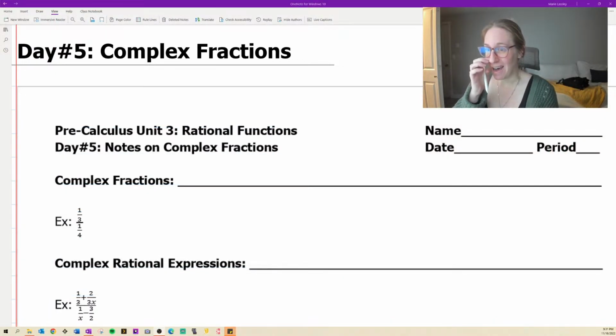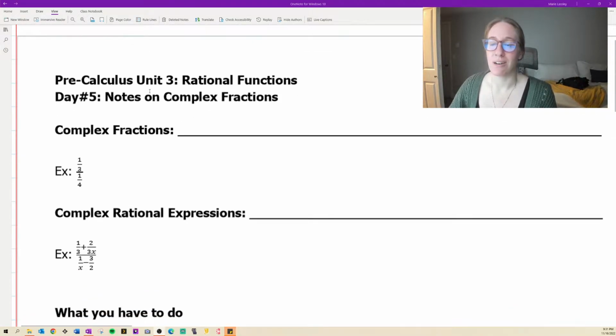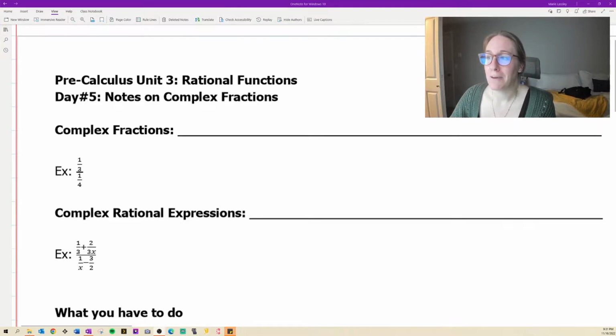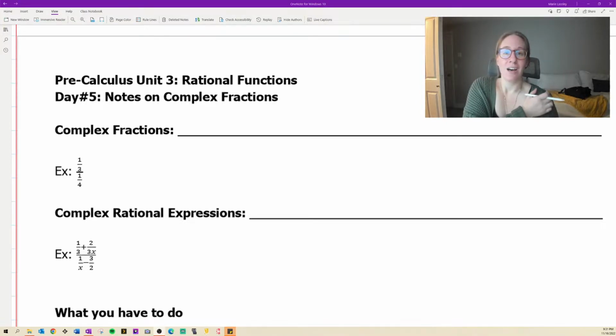All right, so here is our guided notes page that we have in our notebook. So we are on day number 5, notes on complex fractions. We should all be in the same spot, right? Okay. So let me move my little face around. There we go. All right.